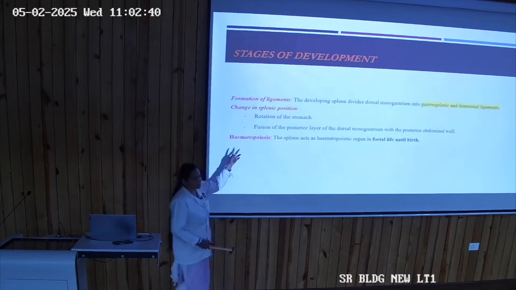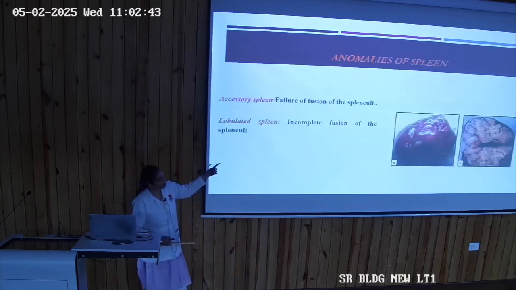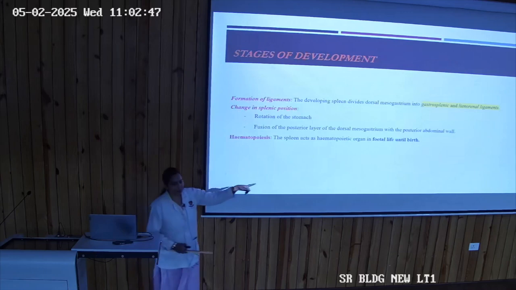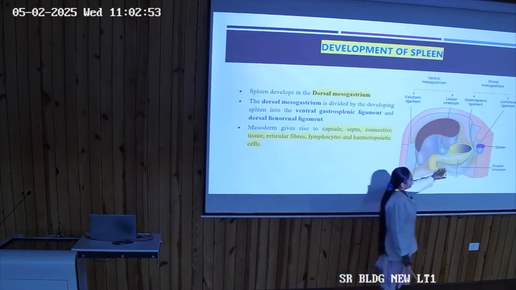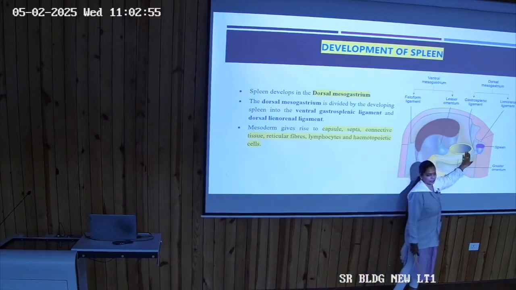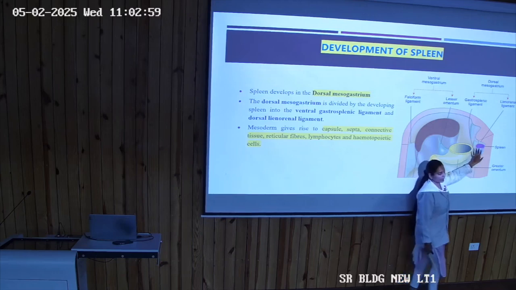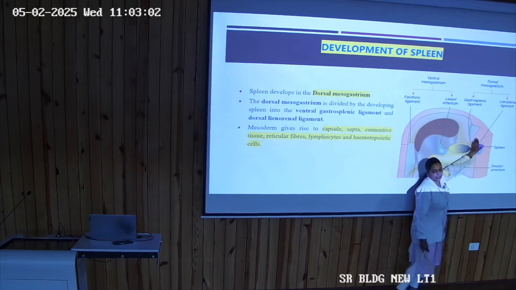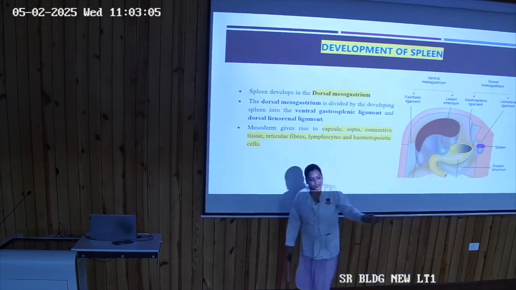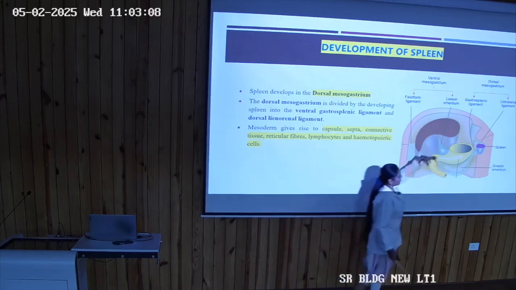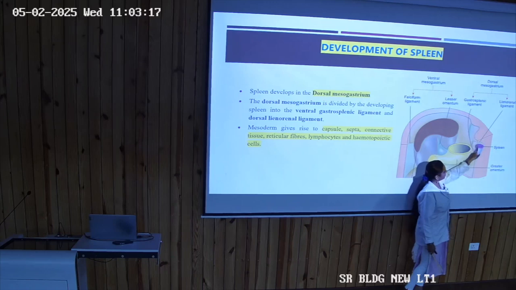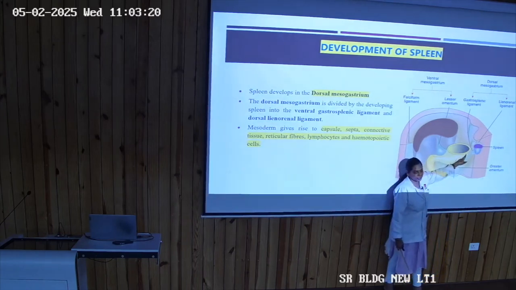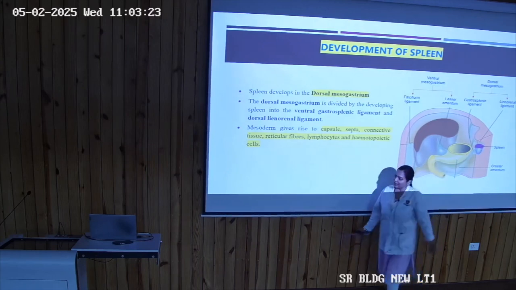The spleen changes position because of the change in the position of the stomach. It occupies the posterior part, that is the dorsal mesogastrium. So the reflection between the spleen and the greater curvature of the stomach is the gastrosplenic ligament, and the reflection between the spleen and the kidney is the splenorenal ligament. The spleen is occupying the dorsal mesogastrium here, so there will be a reflection connecting it to the posterior abdominal wall. This reflection going towards the kidney is the splenorenal ligament, and the reflection going towards the stomach, to the fundus and the greater curvature, is the gastrosplenic ligament.